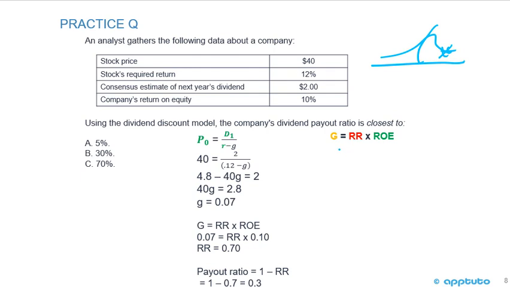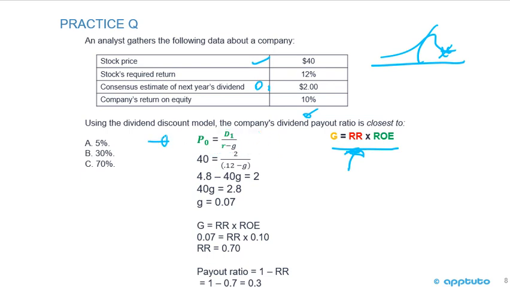But let's just go through it again. So again, we're going to start with G equals, we're looking again for the company's dividend payout ratio. So G equals the retention rate times the ROE. So if we can somehow get to our retention rate, then we'll be able to calculate the payout ratio, okay? And also, so we've got G equals retention rate times ROE, and also we're working with this formula P naught equals D1 over R minus G, okay? So they're giving us the stock price, they're giving us the consensus on D1, that's next year's dividend, okay? So let's just work through this problem.